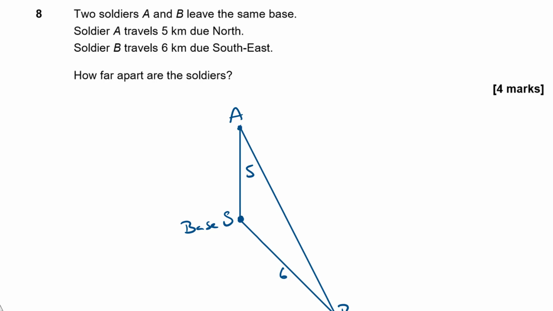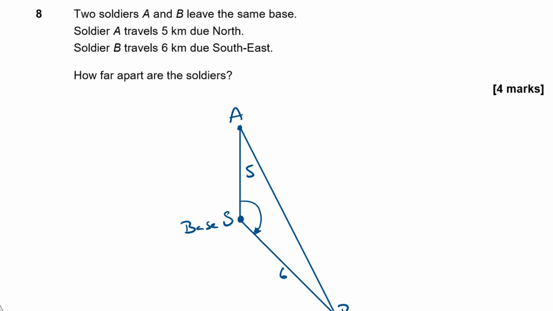Now, when I talked about trigonometry and non-right-angled triangles earlier, we said that we needed 3 pieces of information in order to use either the sine rule or the cosine rule, and so far we've only got 2. Or do we? Do we know the angle? We know that A was going due north and B was going southeast.